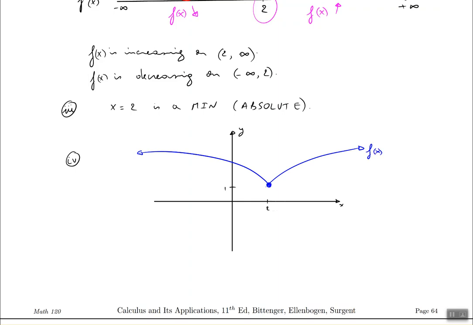So awesome. How did they get the 1? Again, if you don't remember how to get the 1, you get the 1 by putting the 2 into the function. Why are we putting 2 into the function? Because 2 is the critical number. We put it into the regular f of x to get the y coordinate. If you put it in the derivative, you're going to get undefined or 0. So be careful about that.